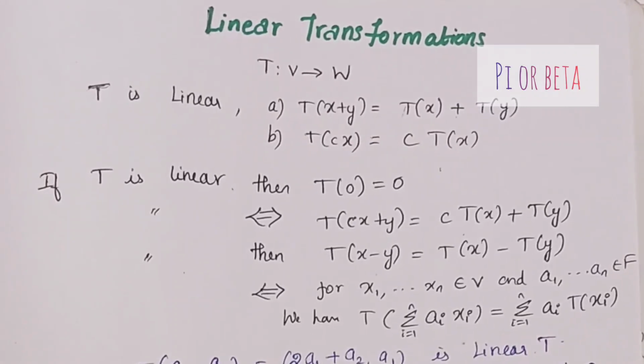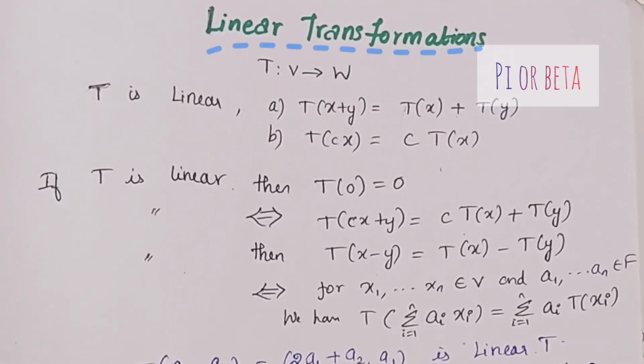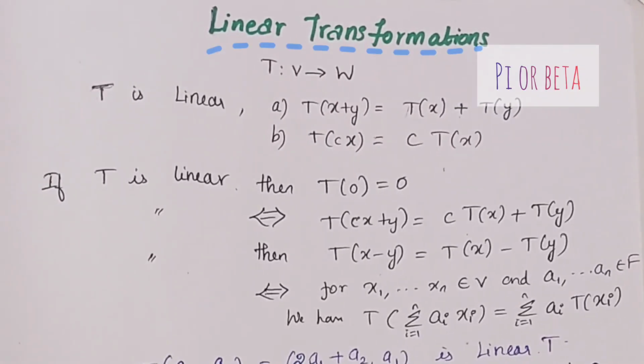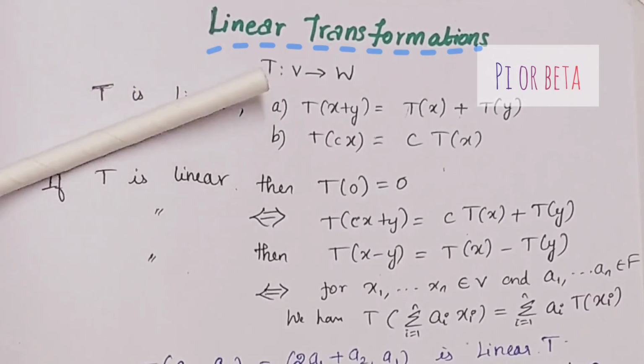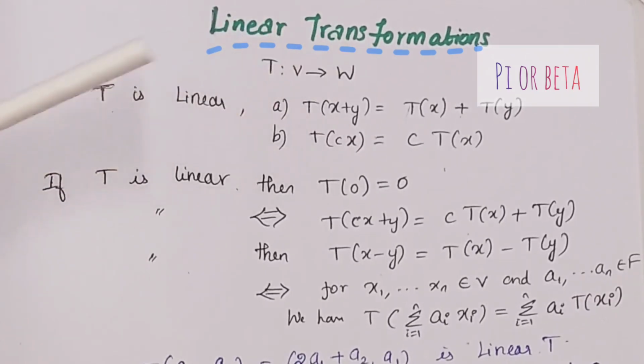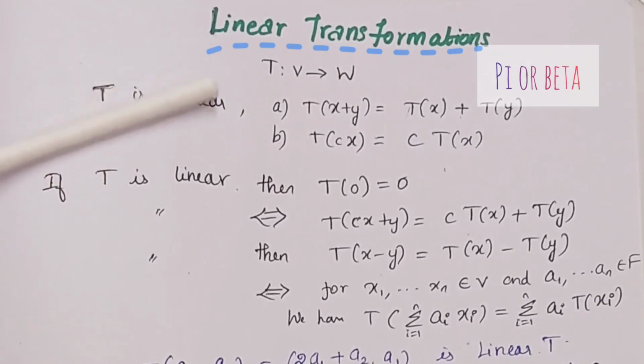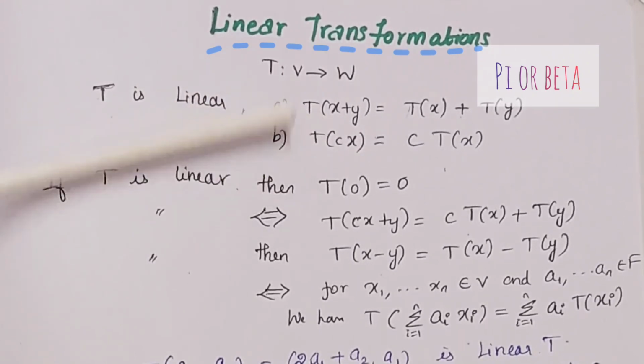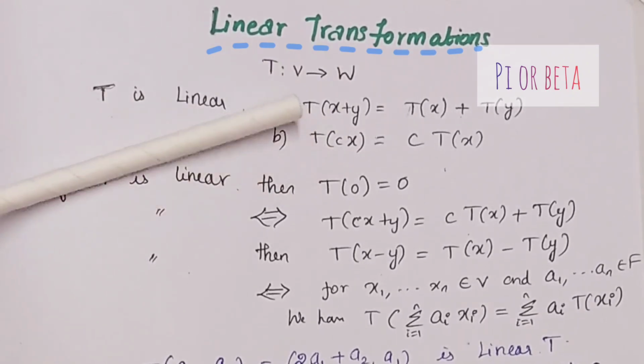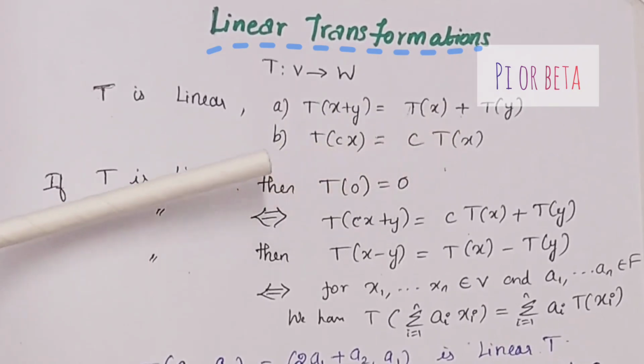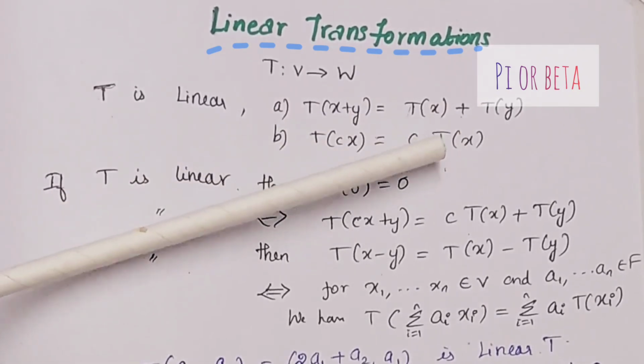Hello all, we are going to see about linear transformation today. All you have to know is that T is a linear transformation from vector space V to W, which is another vector space. T is said to be linear if these two conditions are satisfied: T of x plus y equals T of x plus T of y, and T of cx is equal to c times T of x.